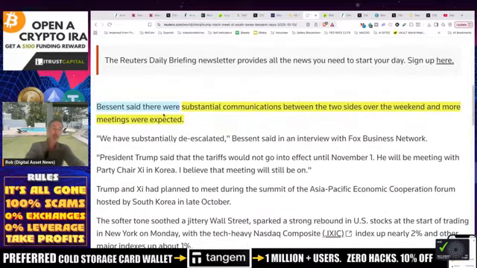Secretary of Treasury Scott Bessent said there were substantial communications between the two sides, between China and the United States, over the weekend. And more meetings were expected. So that Truth Social post, I guess, does have legs. So we'll see how well that goes. And that's great for the market, Bitcoin in general.